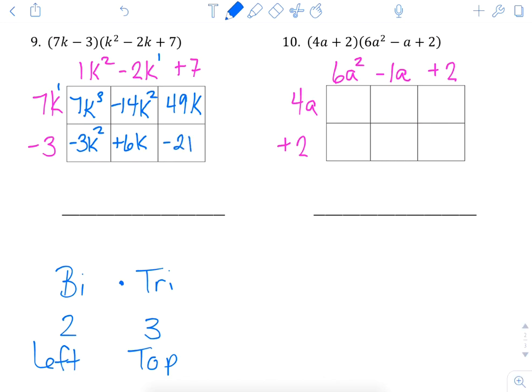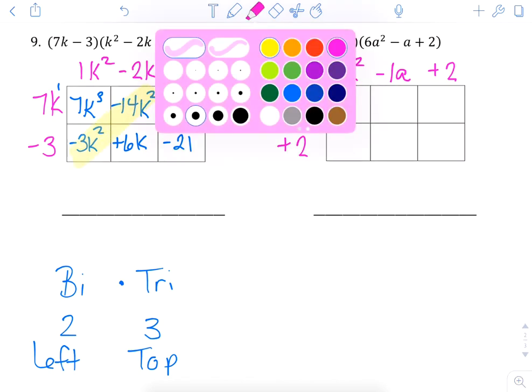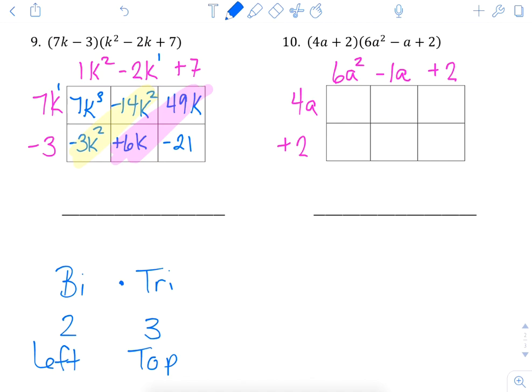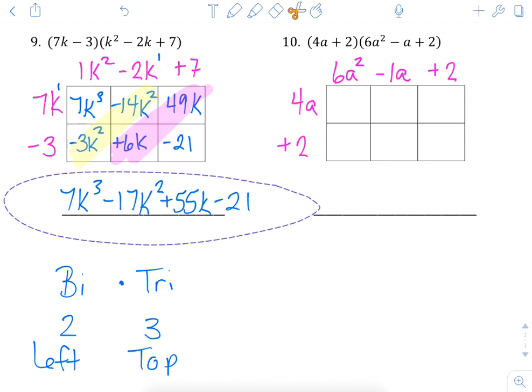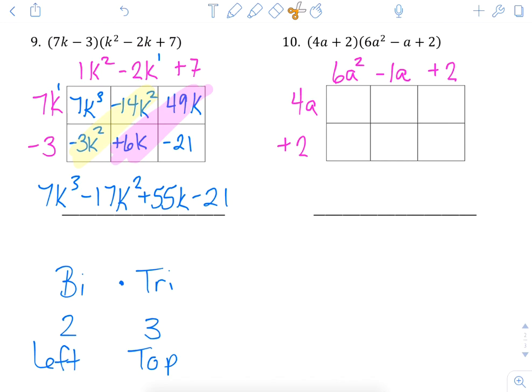Now, on this set, when I combine, I'm going to have to go twice. I'm going to combine the k squareds, and I'm going to combine the k's. So, highest degree goes first, 7k to the third. For k squareds, I have -17 because -3 and -14 makes -17k squared. 49 and 6 combine to make 55k's. Again, don't change the exponent. And that -21 goes on the end. Okay? If you need to go back through that problem one more time, you're welcome to. We're going to go on to number 10.